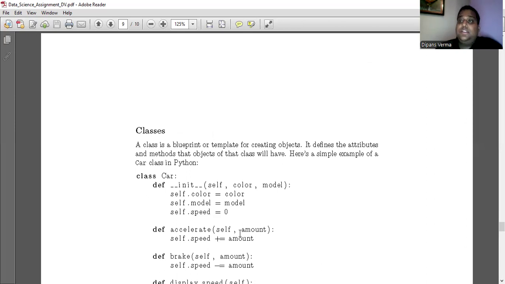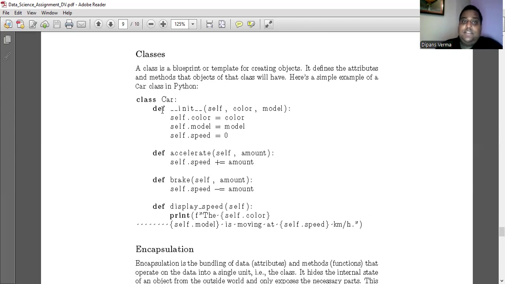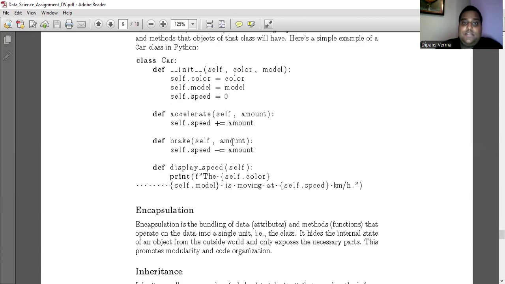And then you can come to classes. A class is basically the blueprint for getting an object. It defines the attributes and methods that objects of that class will have. So here's a simple example of a class in Python I have taken. We can define the class, and always remember, when you define the class, you should use a capital letter C, and you define the init function with self, color, and model. These are the parameters. So I will initialize color equal to color, model equal to model, speed equal to 0, because we don't have such parameters. For the accelerator we can take self comma amount.